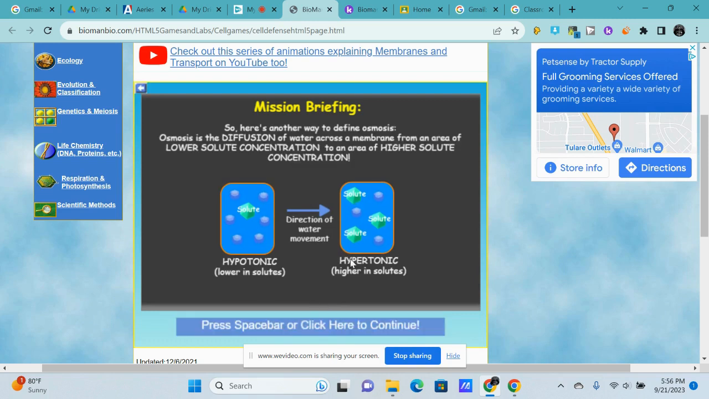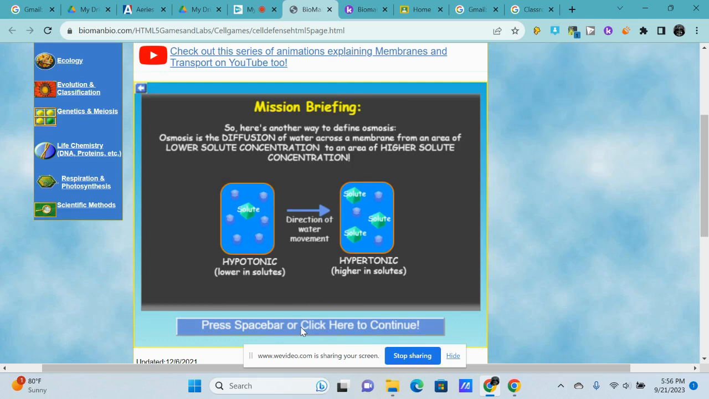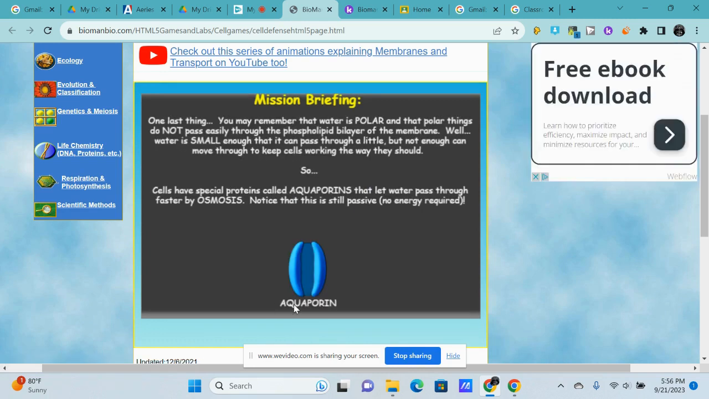And that's it. Oh, hypotonic, hypertonic, we'll go over that later. All right. So aquaporin. This is a special protein. If you guys speak Spanish, aqua, that means water. Porin is like a hole. So this is like a hole or a channel that allows water to move in and out.